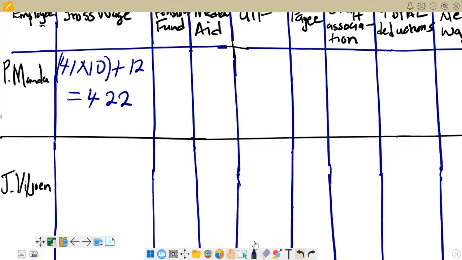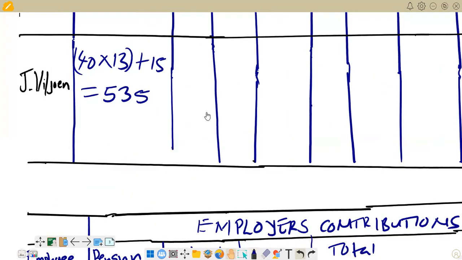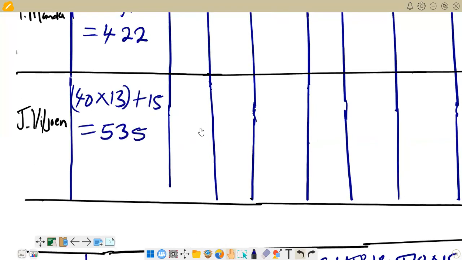Right. So we are now saying 40. Then we multiply by 13. And then the total that we get there, we add 15, which is the overtime. Then you're going to get 535. So it means this is what we have in terms of the gross wage for P Manda and the gross wage for JV join.